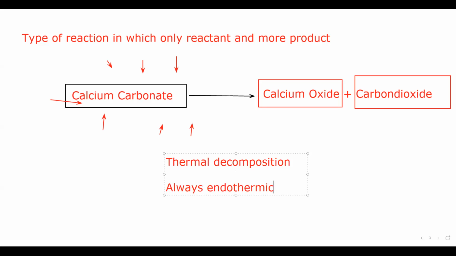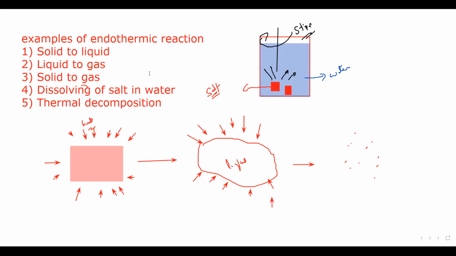Is it clear? The examples of endothermic reactions: a solid converting into a liquid, melting, is endothermic. A liquid converting into a gas, boiling, is endothermic. A solid converting into a gas is endothermic. Dissolving a salt: when we add salt to water, we stir so that the salt particles can spread throughout the water. In this change we supply energy by stirring. That's why it is also endothermic.